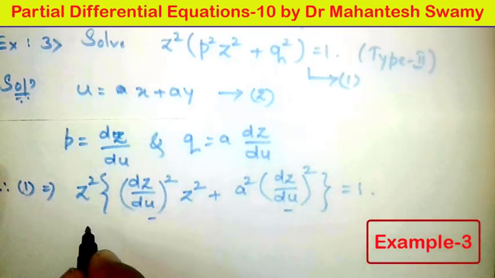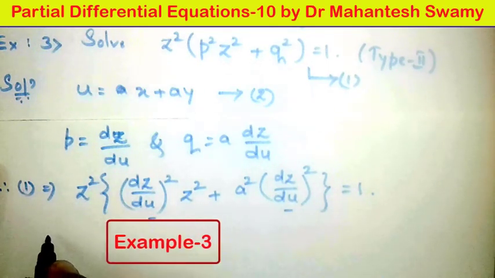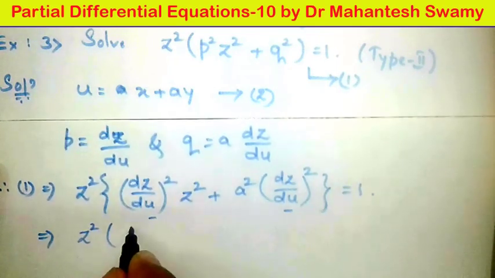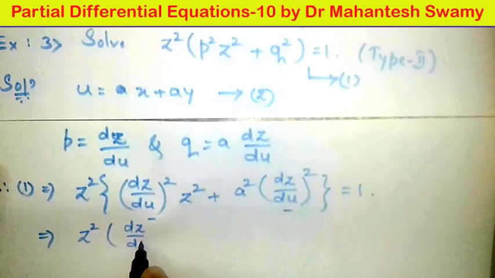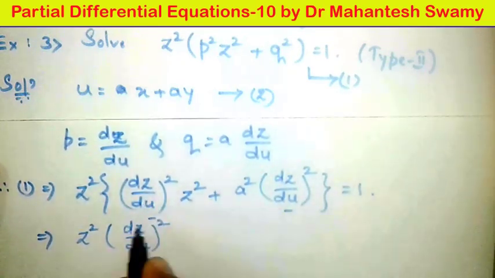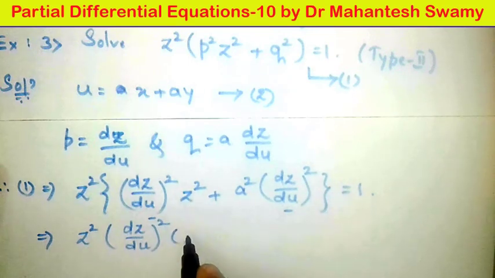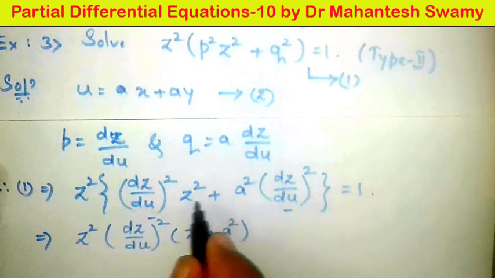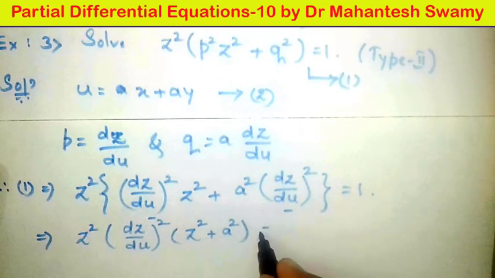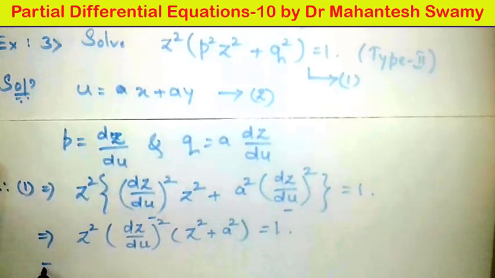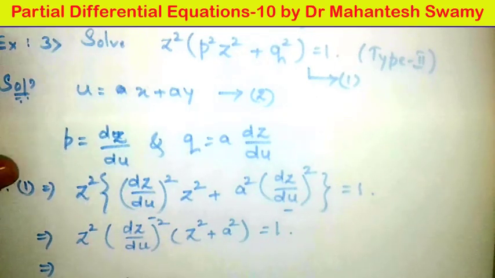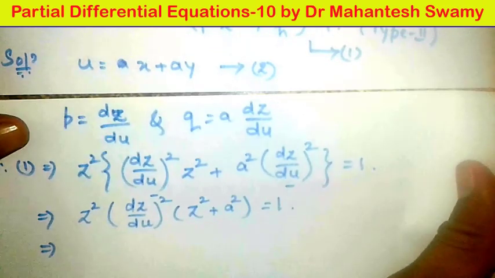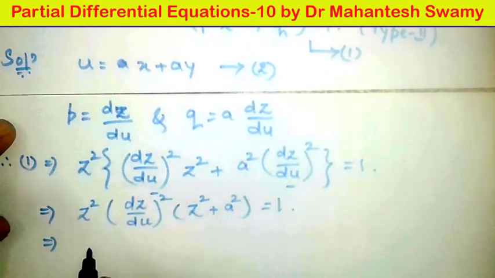So when we take this quantity outside, it becomes z square into (dz by du) whole square. When we take it outside, within the bracket z square remains, here a square remains. So it is z square plus a square within the bracket, and on the RHS it is simply 1. So let us keep (dz by du) whole square on the left hand side, and the remaining things are to be taken to the right hand side.